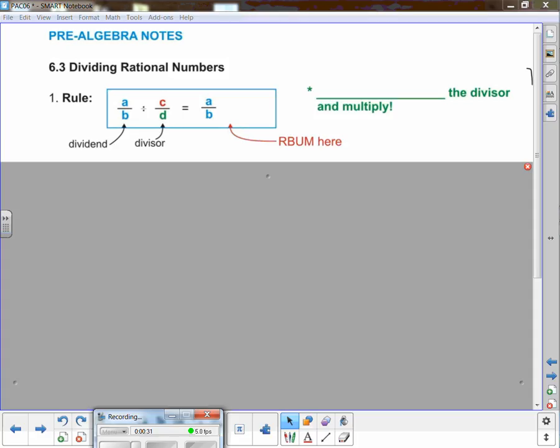Adding fractions. Second operation, multiplying fractions. Multiplying fractions, always look to RBUM, reduce before I multiply. And once I've reduced, then I'll do top times top, bottom times bottom. That's it.